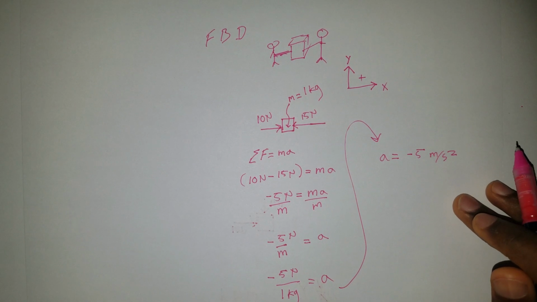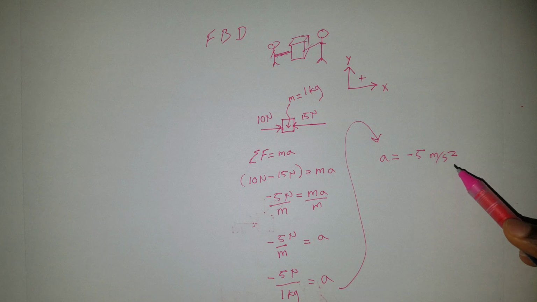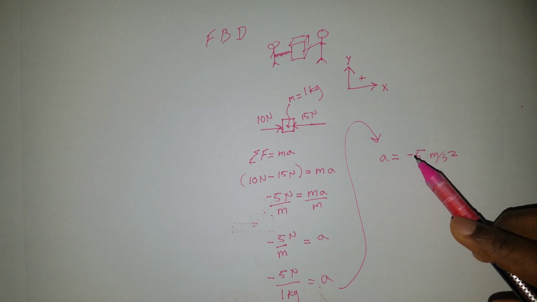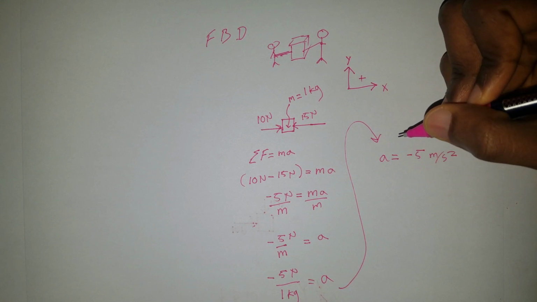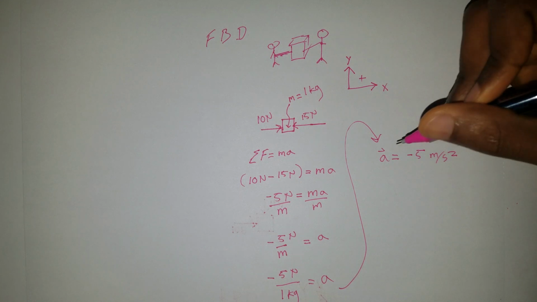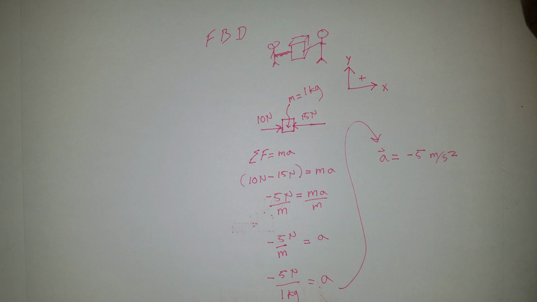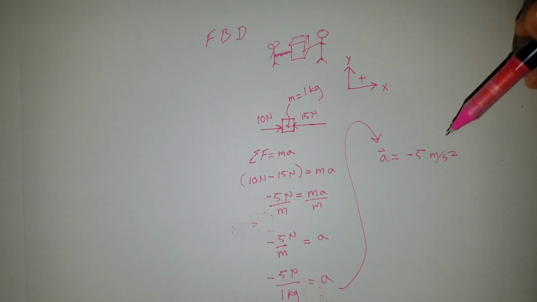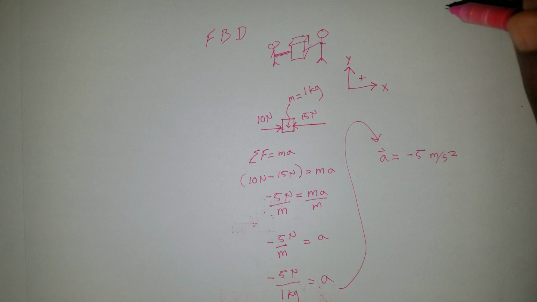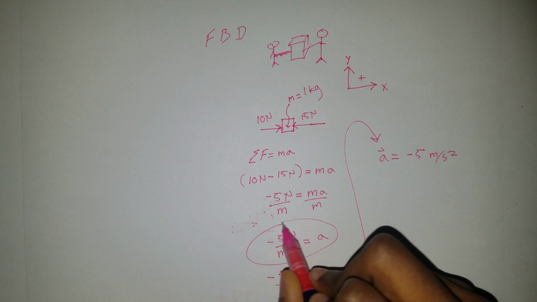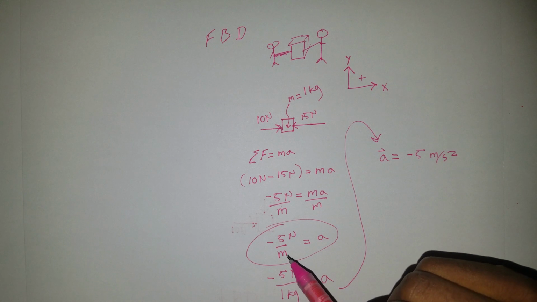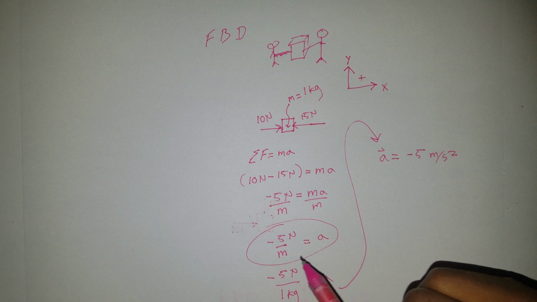So now we see that the acceleration is negative 5 meters per second squared, and this is a vector. So what really should be written is acceleration with a vector sign on top, since we're going in the negative direction, and we have the magnitude of 5. Now one thing to note here is that you can always check your answer by looking at the most fundamental part of this problem, which is this formula here. Negative 5 newtons over the mass is equal to the acceleration.